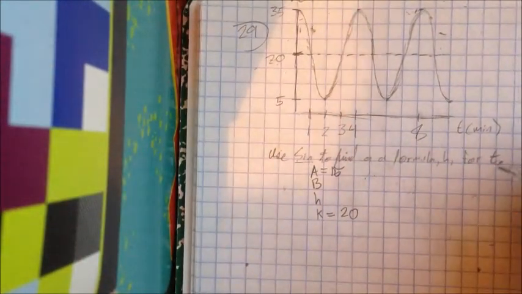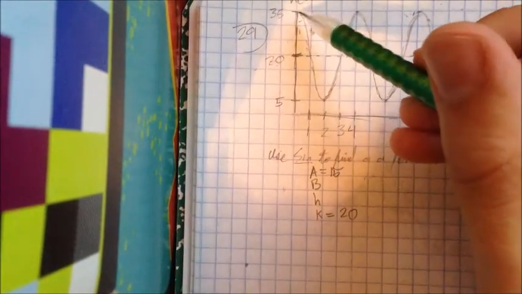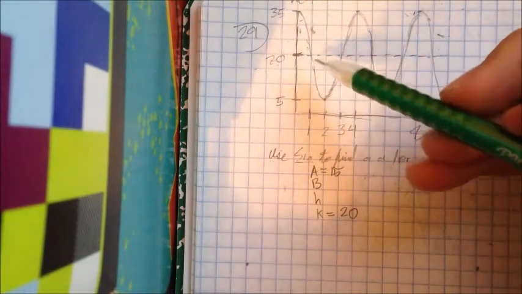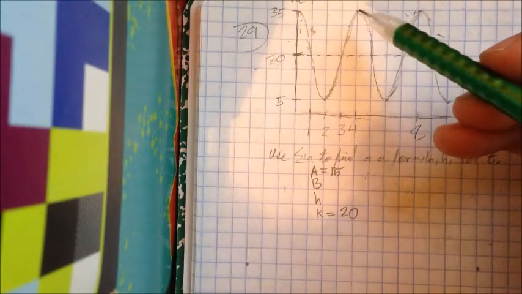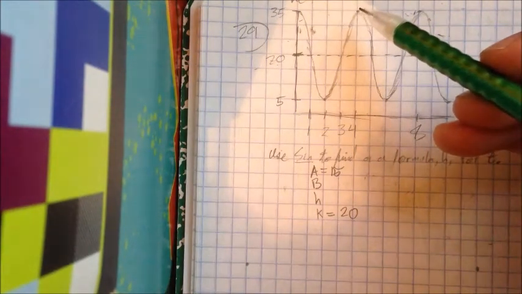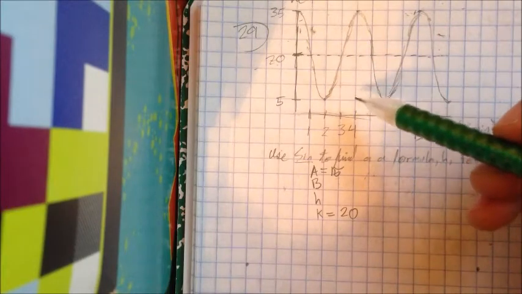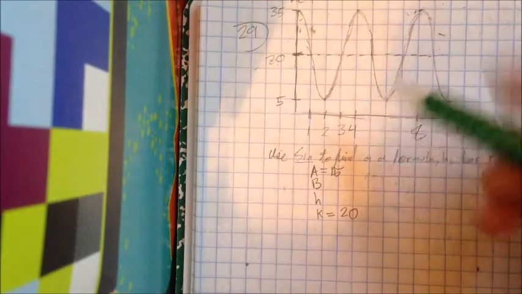Next, we need to find b. We know that the period is the time it takes for it to complete one cycle. We start at the top, at the beginning of the cycle, and follow it down, and follow it back up, and we see here that it has completed one full cycle. So we come down, and we find that it took 4 minutes for it to complete that one cycle.